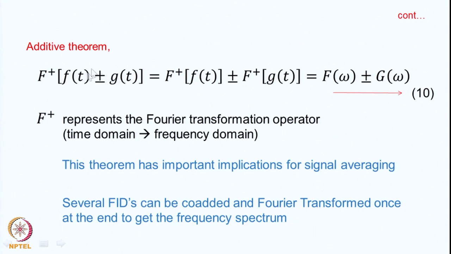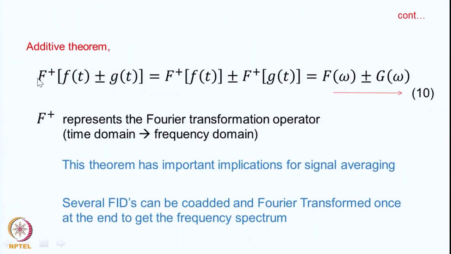That is, the two FIDs you added here, and then you take the Fourier transform of this total time domain function. This is equivalent to taking the Fourier transform of the first function plus or minus the Fourier transform of the second function. So therefore, it is the sum or the difference of the Fourier transforms of the individual functions. Now f of omega is the Fourier transform of f of t, and g of omega is the Fourier transform of g of t. Therefore, if I add these two time domain functions, the Fourier transform of the whole thing is equal to the sum or the difference of the Fourier transforms of the individual functions.